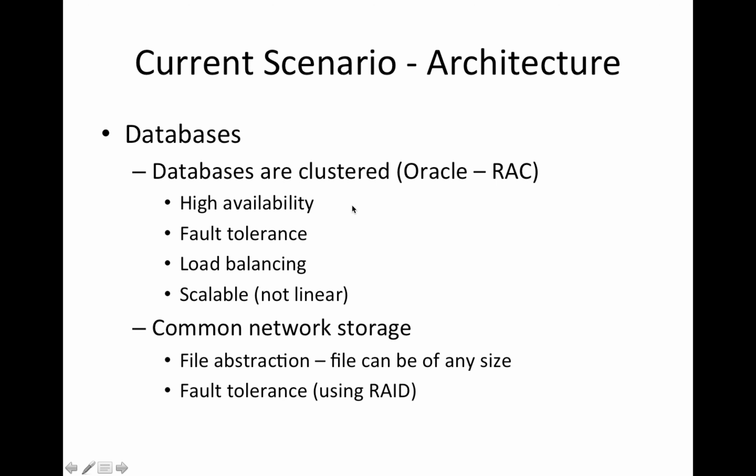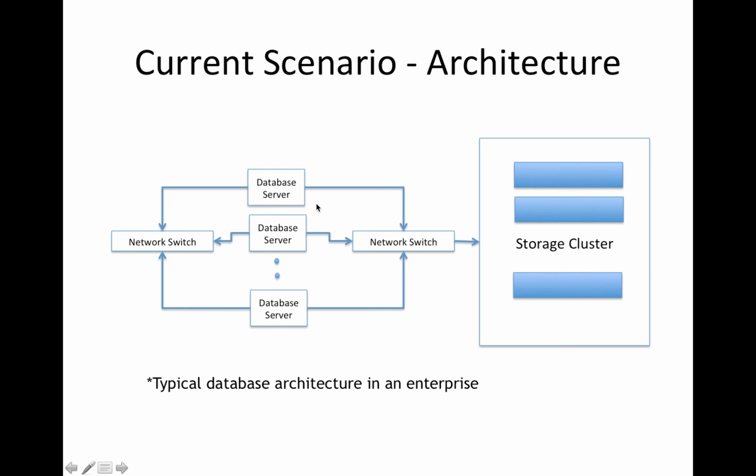And the advantages of the current database architecture are that they are clustered. You can think of Oracle RAC, high availability. So in the previous picture, if one of the database servers is down, the applications can still be supported by the other database servers, because all of them have access to the same storage. So they are highly available. One database server going down doesn't mean that applications are completely down.